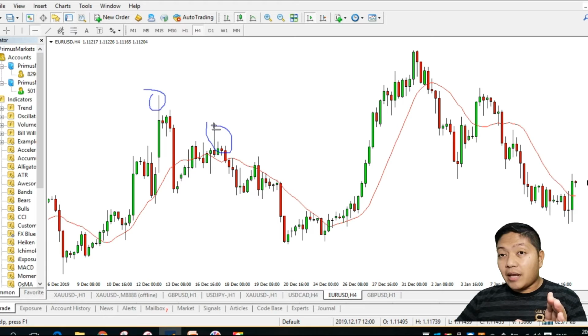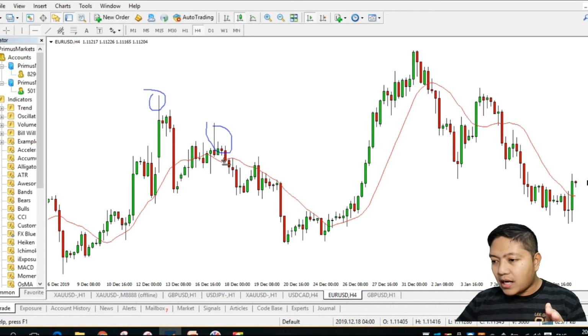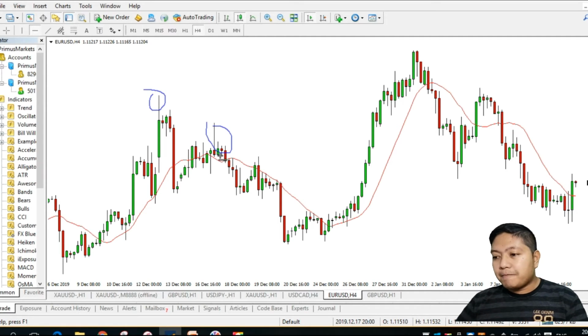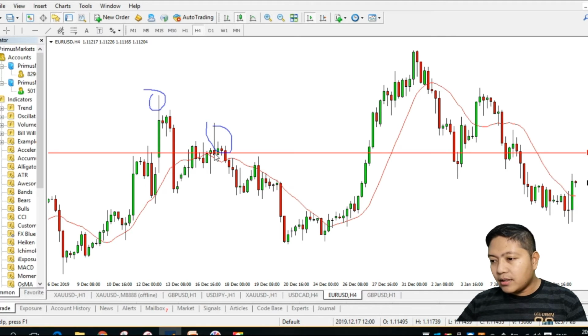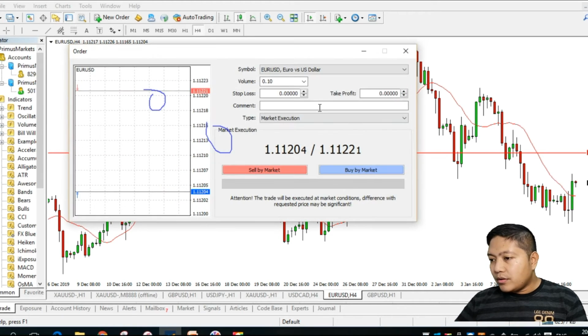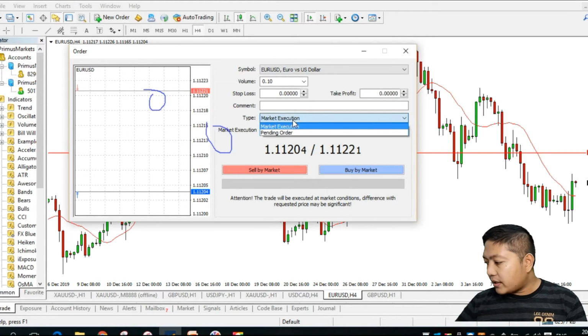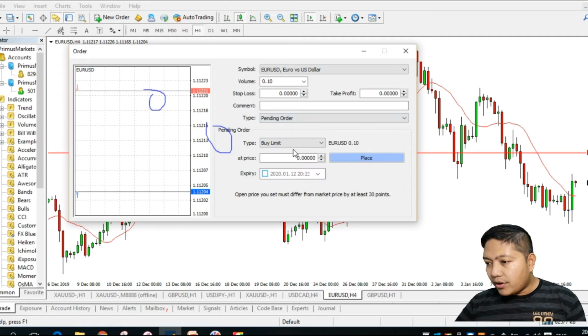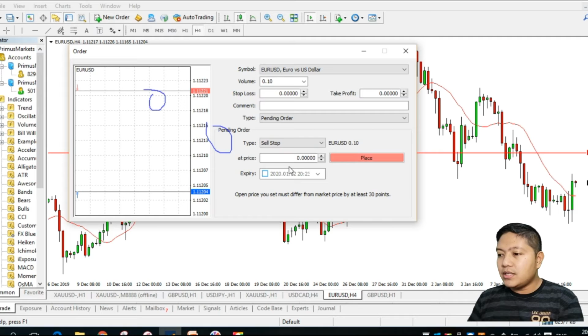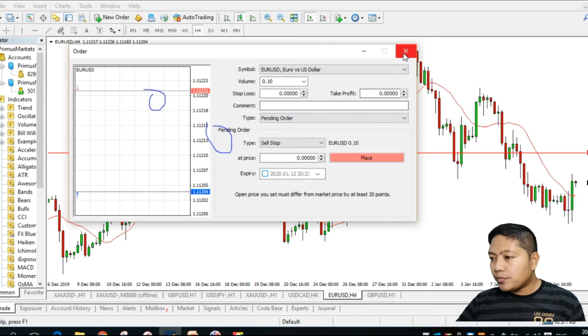If I see this type of wick here, I will check. This is 4 hours. I will check using a sell stop, right? So this is a sell stop here. I will be putting an indicator here. This is the pin bar like this, and then in your trading here you can see this market, pending order, and you're using sell stop right here.